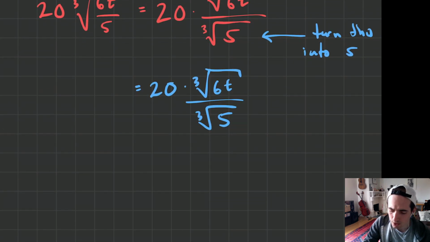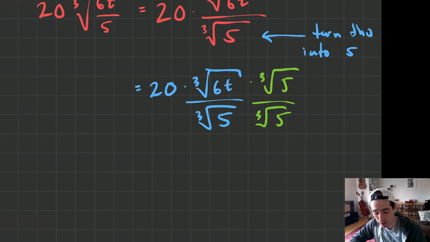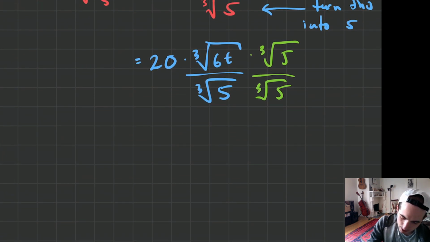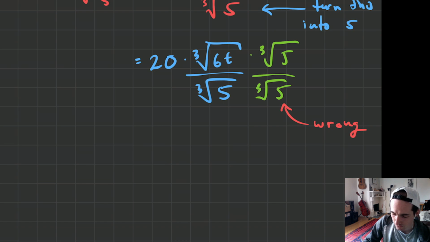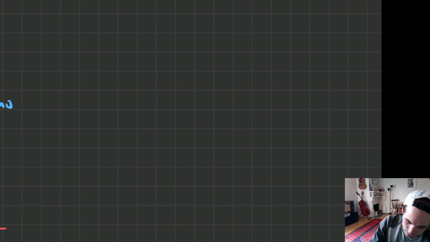Now, you might be tempted to say, okay, I've got to multiply by the cube root of 5 over the cube root of 5, right? That's what we did with square roots. But it's not quite that simple. By the way, this is wrong. We don't actually do this. Let's review why we did that with squares. We'll come back to that in a second.